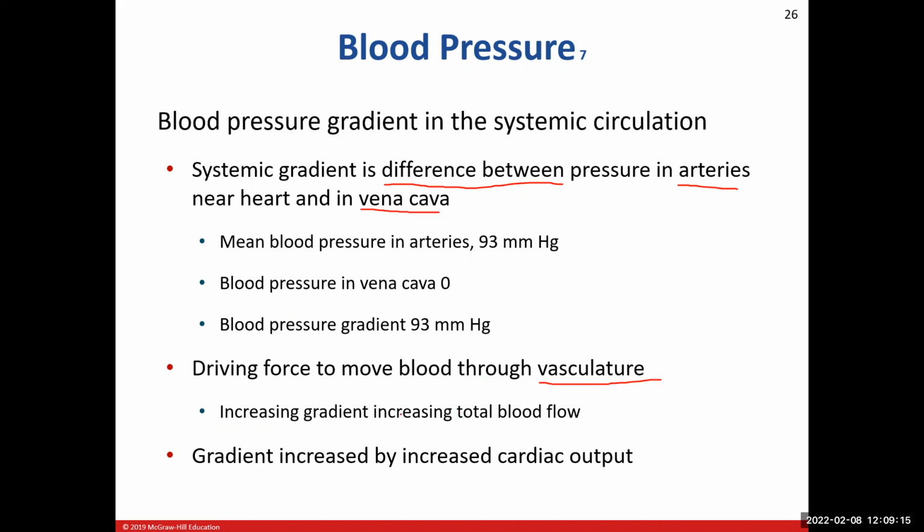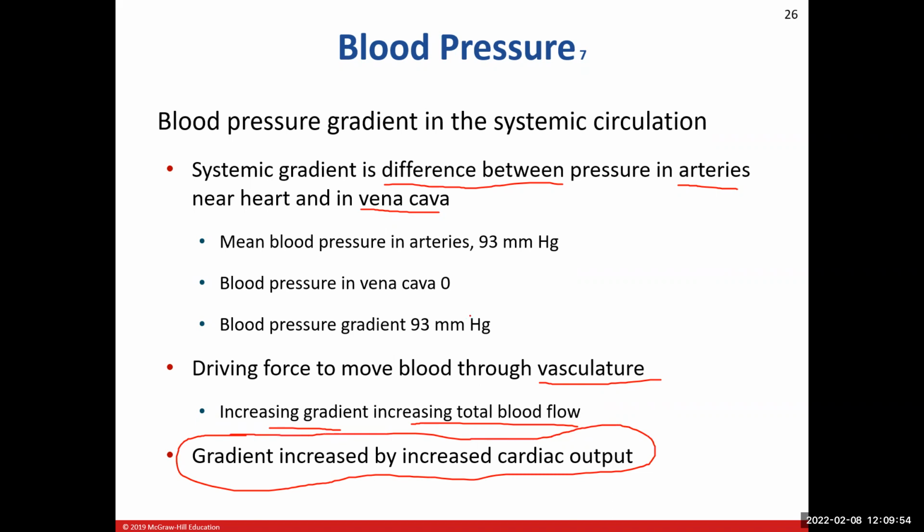So if we increase the gradient, then we're going to increase total blood flow. So if we increase the difference from 93, say now you start to exercise, your blood pressure goes up because you're exercising, and now the mean arterial pressure is not 93, but say it's 103. Okay, so if we've increased it that much, we're going to increase the blood flow. Okay, so this is important. That gradient is going to be increased by an increase in cardiac output. Know that, know that.